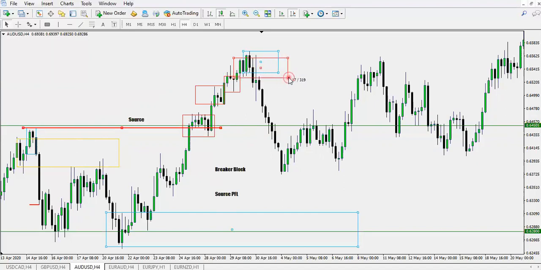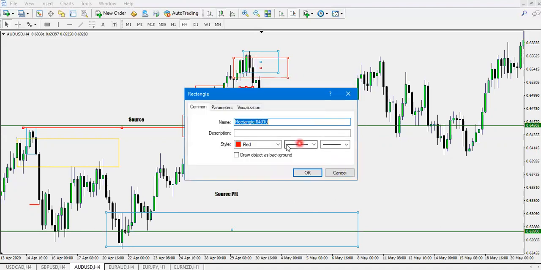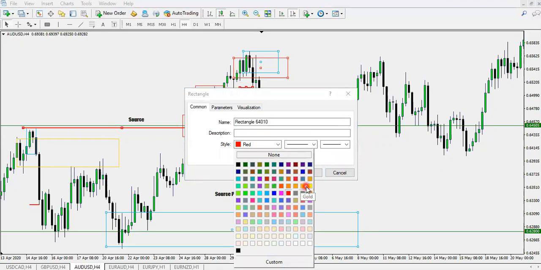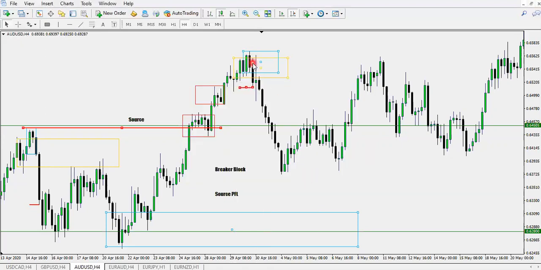And because price closed below on this candle over here, so this candle closed outside of our bullish order block, created our source, and when it closed outside of it, this bullish order block became our breaker block. Okay, so now we are looking for price to sell because the institutional order flow has changed.